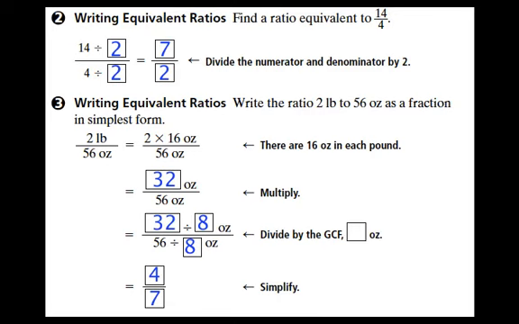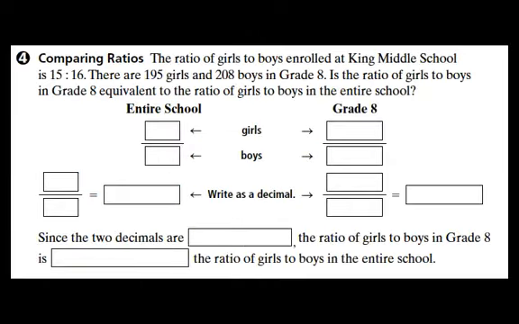For number 4, comparing ratios: The ratio of girls to boys enrolled at King Middle School is 15 to 16. There are 195 girls and 208 boys in grade 8. Is the ratio of girls to boys in grade 8 equivalent to the ratio of girls to boys in the entire school? We're going to set up the two ratios, and then we're going to cross multiply just like we did comparing fractions to figure out if 15/16 is equal to 195 to 208.